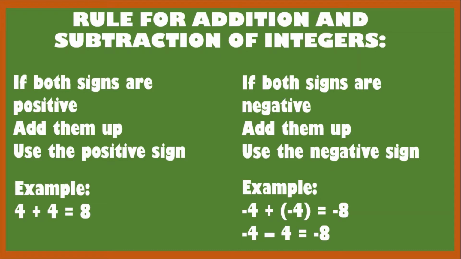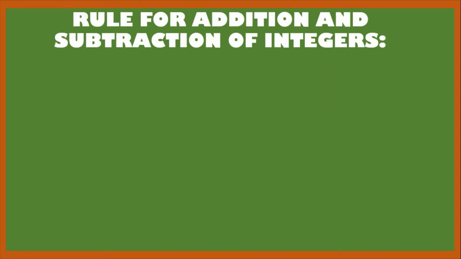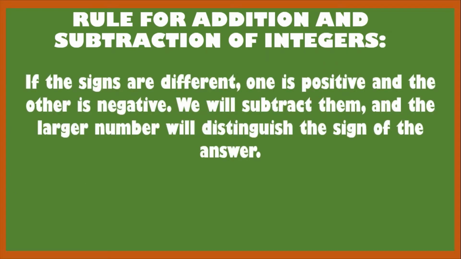So we will be using the negative sign for addition and subtraction of integers if both the integers have negative signs. Okay? Do not be confused. First rule, if both signs are positive, add them up. Use the positive sign. If both signs are negative, add them up, but use the negative sign. And then the second rule is, if the signs are different, one is positive and the other is negative, we will subtract them, and the larger number will determine the sign of the answer. Example, 4 plus -8 equals -4.